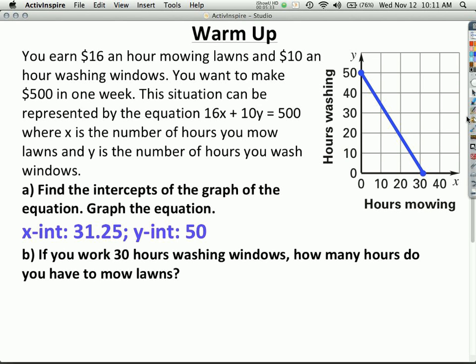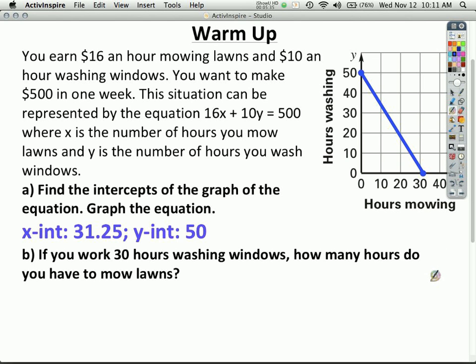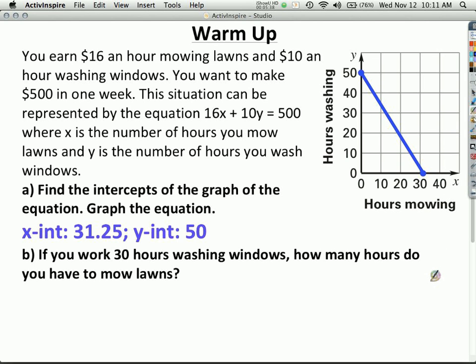So now, what about part B? This was an interpretation question. If you work for 30 hours washing windows, how many hours do you have to mow lawns? So we've got David, Cheyenne, Michael, and then Alex. David. We got massive difference. Go ahead, Alex.